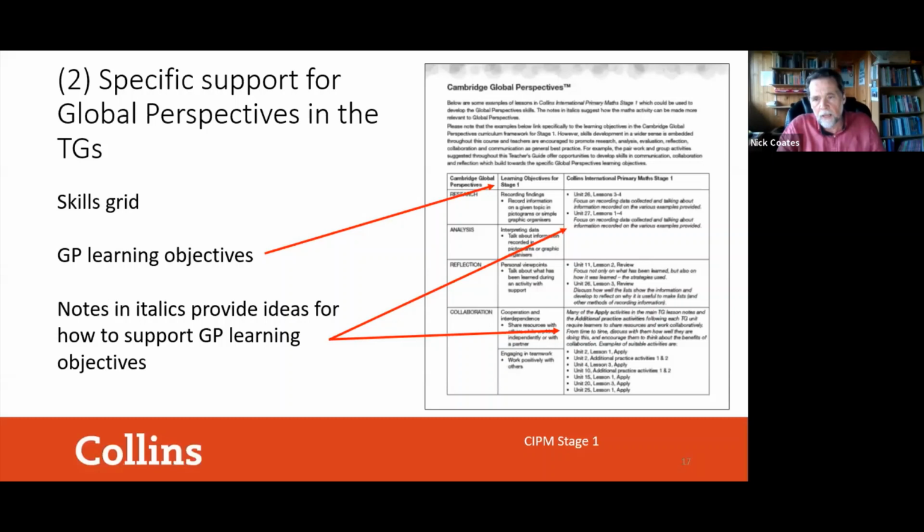which provide ideas for how to support the Global Perspectives learning objectives and focus onto the specific learning objective, because sometimes the activity in the science or the maths or the English is really quite wide-ranging, covering many of the subject-specific curricula. But there's only one aspect of it we can either focus on or develop to develop the global perspectives skills. And in these italic notes, this will guide you to do that. But I think that point will become clearer when we look at some specific examples. So if we could move on to the next slide, please, Elaine.